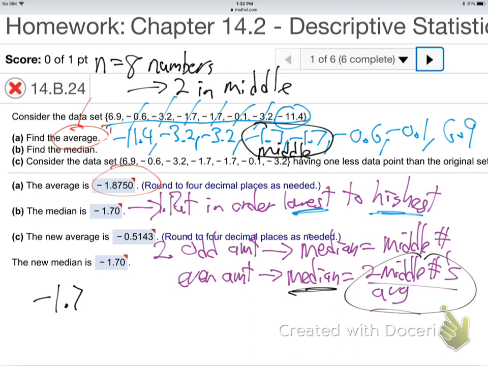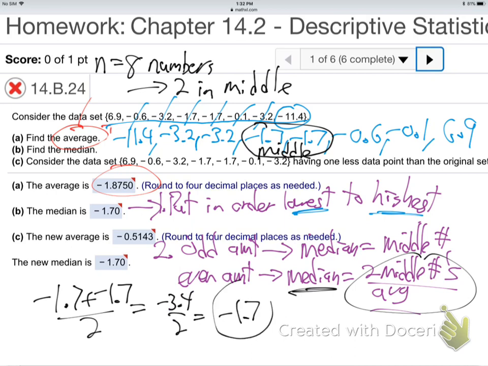And we can do it to be thorough. But, yeah, it's going to be negative 3.4 divided by 2, negative 1.7. That is the median. That's a way of finding the middle, the average. It's another kind of average. They're both technically kinds of averages.